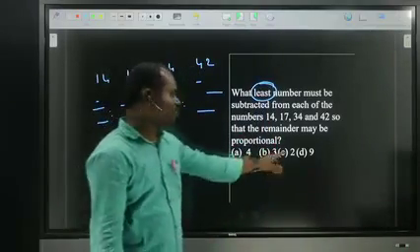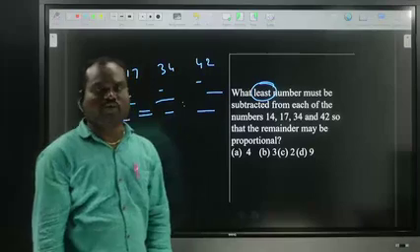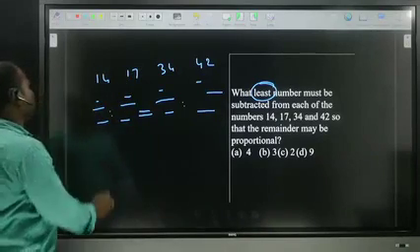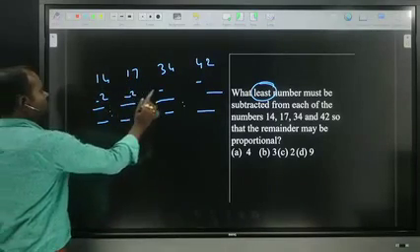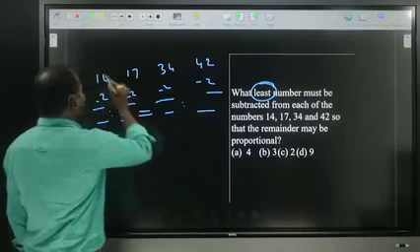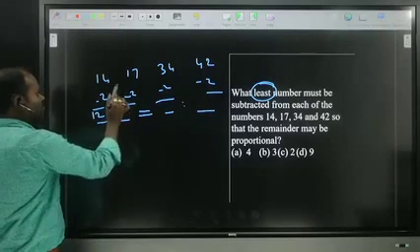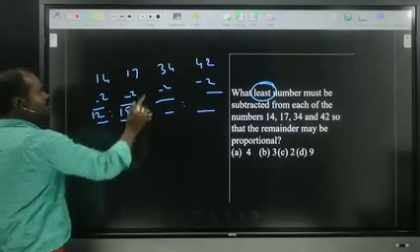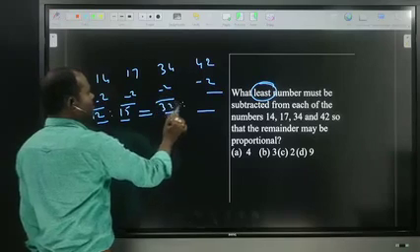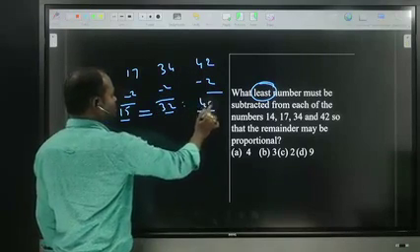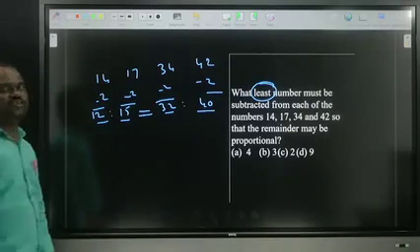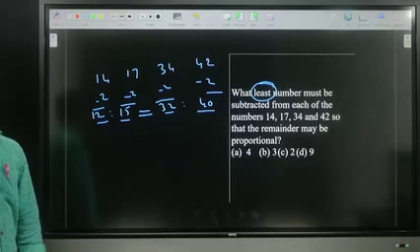2. First check it. By subtracting 2, what will happen? Shall we see now? 14 minus 2 is 12. 17 minus 2 is 15. 34 minus 2 is 32. 42 minus 2 is 40. If both sides' ratios are equal, that is clear. If not, go for the next option.